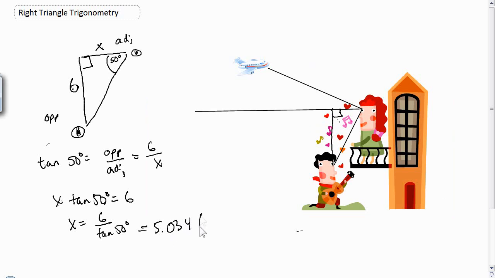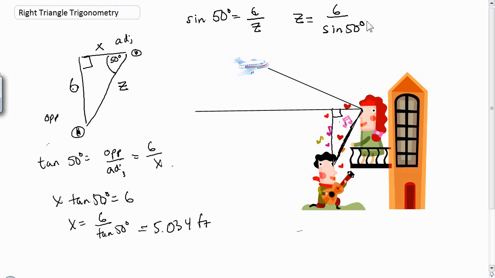5.034 feet apart. Since their eyes really aren't measured by how far apart horizontally, but their actual distance would be from here to here, we probably should get this measurement, which we'll call Z. For that, because 6 is the opposite and Z is the hypotenuse, I think it would be better to say sine of 50 degrees is 6 over Z. The work pretty much works out to be the same thing. Z equals 6 divided by sine of 50 degrees.